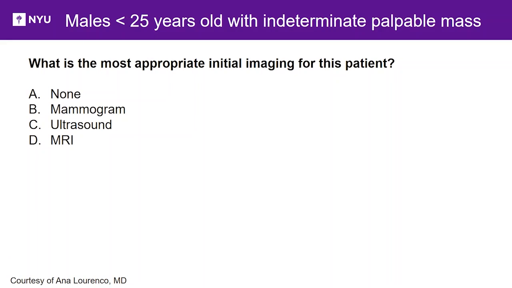Now let's go on to the second question. Here, how do we manage men who present 25 years old or less with an indeterminate palpable mass? So here you can see now the clinical suspicion is indeterminate. It wasn't benign, thought to be gynecomastia. So in this setting, what is the most appropriate initial imaging for this patient? Is it none, mammogram, ultrasound, or choice D, MR? And the correct answer is choice C, ultrasound.